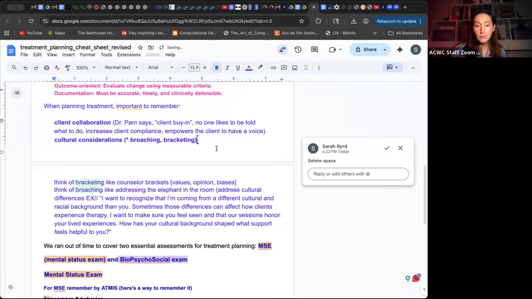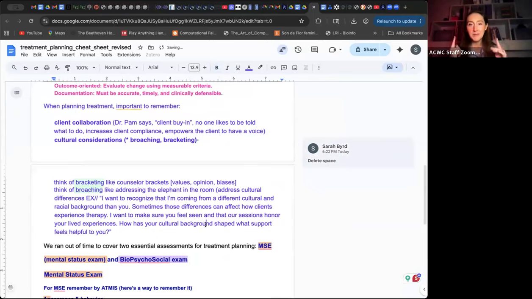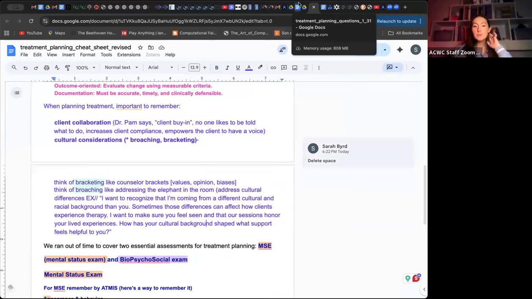Okay. Now, broaching goes with it in my mind. It doesn't really, but I think of them together. Broaching is like you're in therapy and a client comes in, right? And you're different in some way. It could be in your ethnicity, it could be in your gender, those are two of the big ones. I think of it like the elephant in the room.